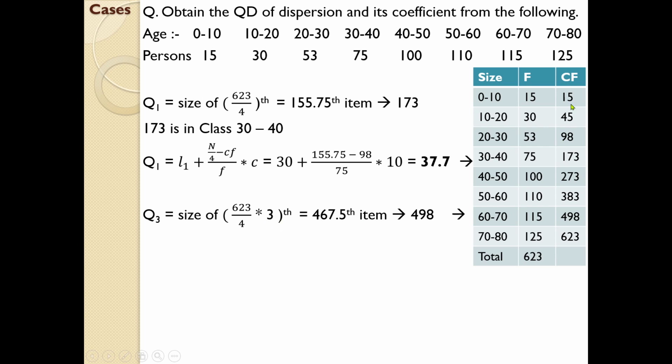Go through the CF where 467.5 can be included. See, here it is 498. So the class is 60 to 70. So now we have the class of the Q3, that is 60 to 70.